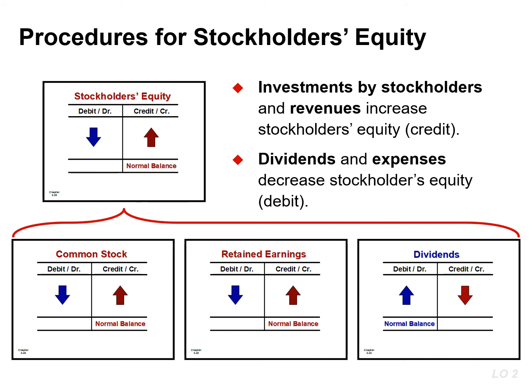Retained earnings represents the portion of net income that has been retained or reinvested in the business. Retained earnings is increased by credits, or net income, and decreased by debits, or a net loss. A dividend is a distribution by a corporation to its stockholders. The most common form of distribution is a cash dividend. Dividends reduce stockholders' equity, so increases in the dividend account are recorded with debits.